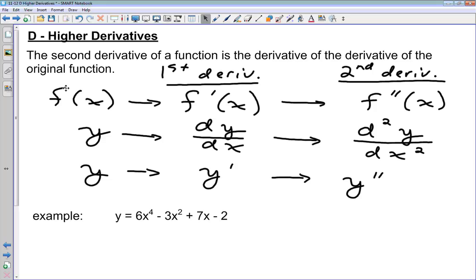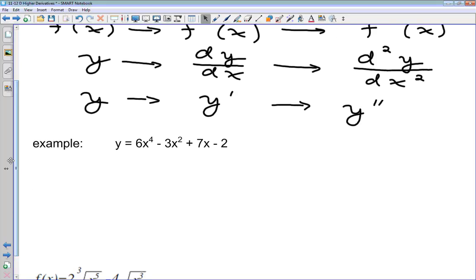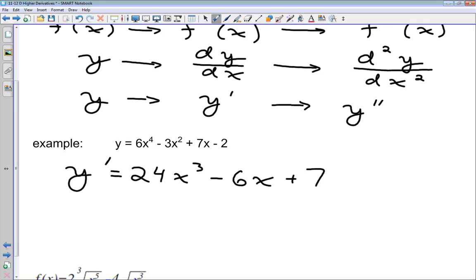So let's look at an example here, just to make this a little bit more concrete. I've got a function here, y equals 6x to the power 4 minus 3x squared plus 7x minus 2. I can take the derivative of this function to get y primed. So this is a polynomial, so I'm just going to use the power rule, term by term. If I bring down the 4 times 6 is 24, x cubed, subtracting 1 from that exponent. Bringing down the 2 in my next term, I'll get negative 6x. And then my third term, I've got 7x, so that's just going to be plus 7. And of course, the negative 2 goes away because it's a constant. The derivative of a constant is going to be 0.